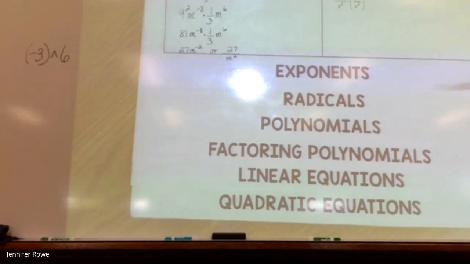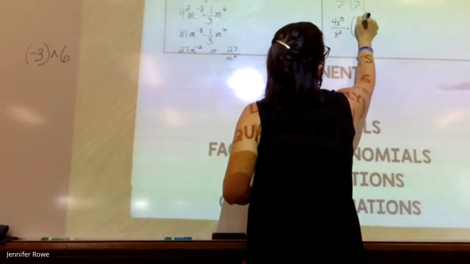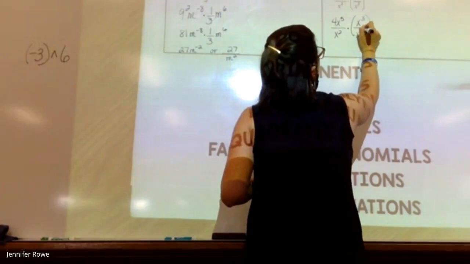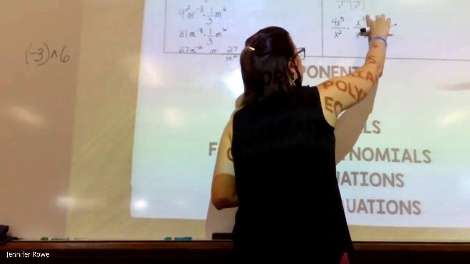Okay, finally, number 11. What do you want me to do first? Distribute. Okay, so the first one I'm going to leave the way it is. The second one I'm going to distribute. So in the numerator, it'll be x to the third. In the denominator, it'll be x to the sixth. Okay. I don't really need those parentheses once I've distributed, do I? No. Not really. I already have a dot there to tell me to multiply, so I can get rid of this.